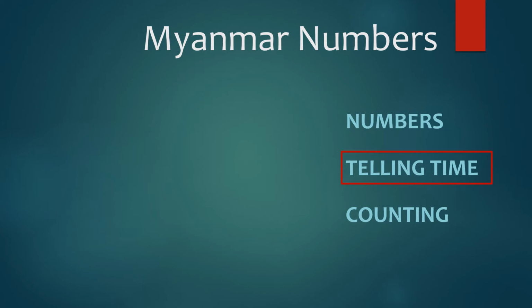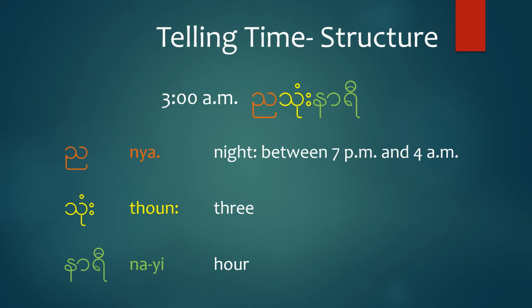Myanmar numbers, telling time. Telling time in the Myanmar language is very similar to telling time in English. We identify three basic components of telling time: the time of day, like morning or afternoon, the hour, and the minute. We'll start by looking at how to say time on the hour.